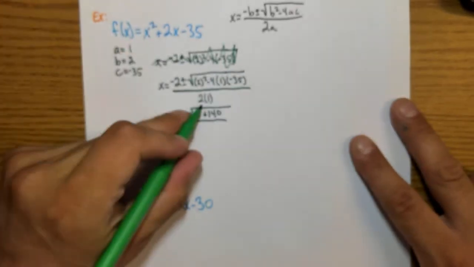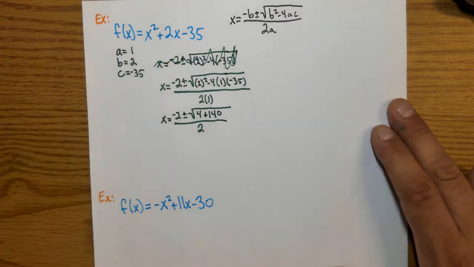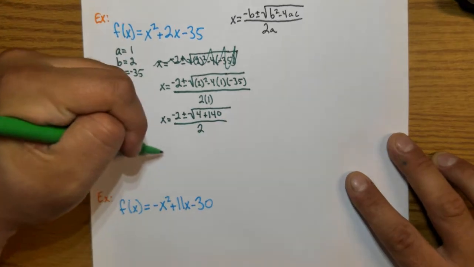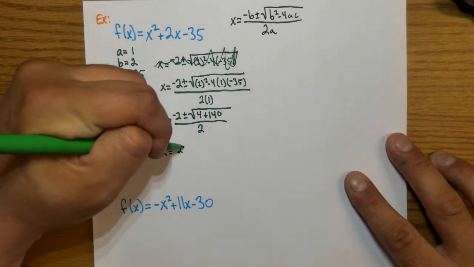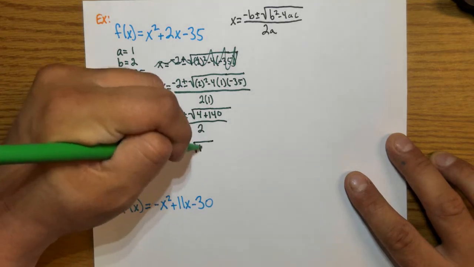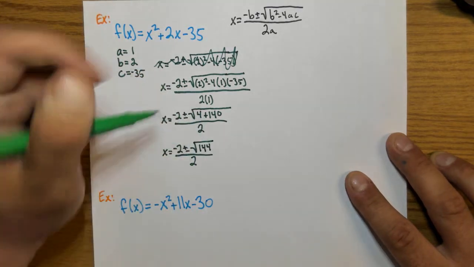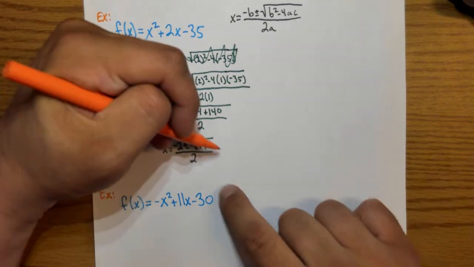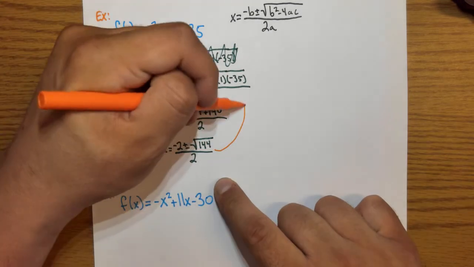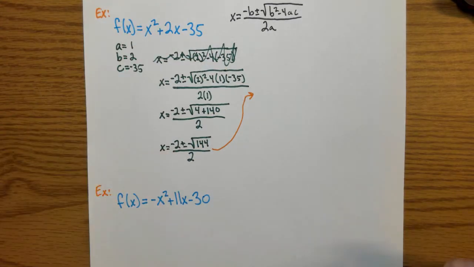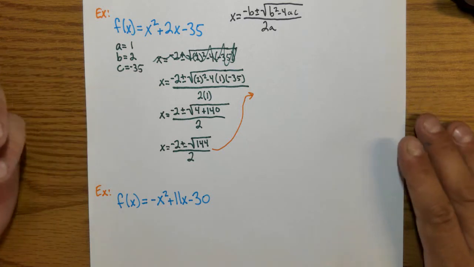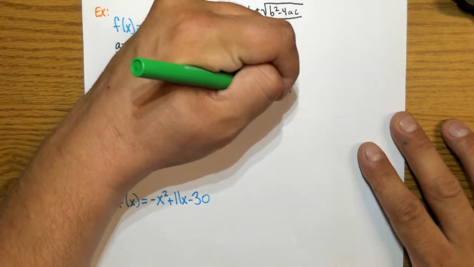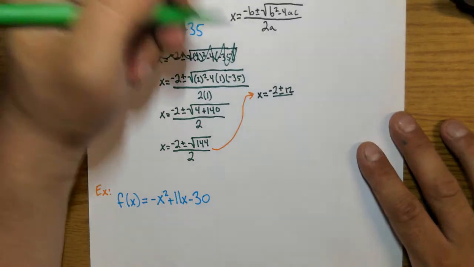All divided by 2 times 1 is 2, and it's looking a lot better now. So continue simplifying under the radical here. We're going to get x squared equals negative 2 plus or minus square root of 144 divided by 2. I just added 140 and 4 to get 144. And now we can take the square root of 144, because that is a perfect square, and the square root is 12. So we're going to have x equals negative 2 plus or minus 12 divided by 2.